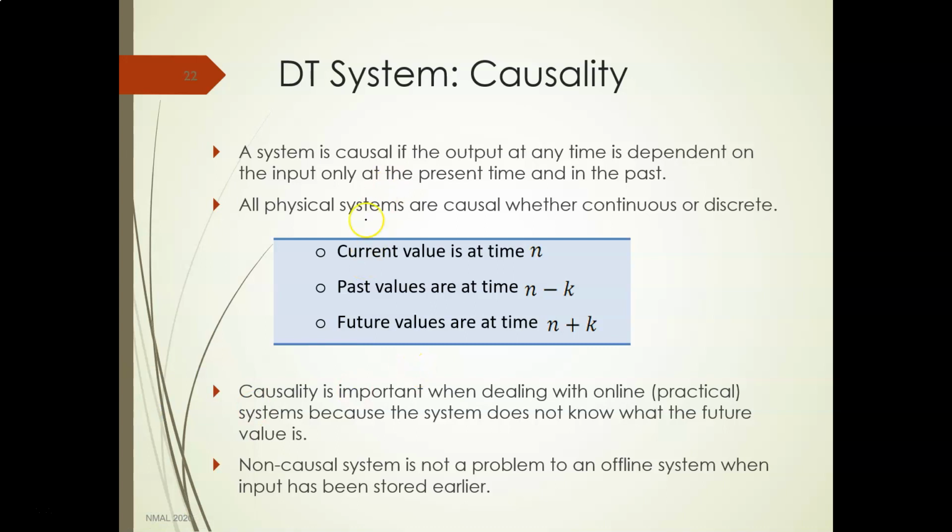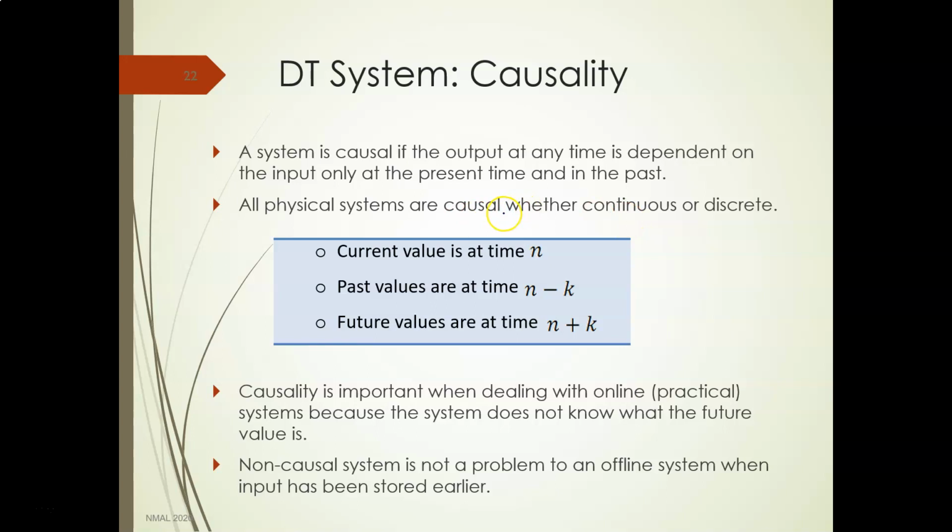The next one is causality of the system. A system can be said to be causal if the output at any time depends on the input only at the present time and in the past. Remember that we have also learned about causal before, in which the output only depends on the input at the present time and in the past. So in other words, all physical systems are causal, whether continuous or discrete.